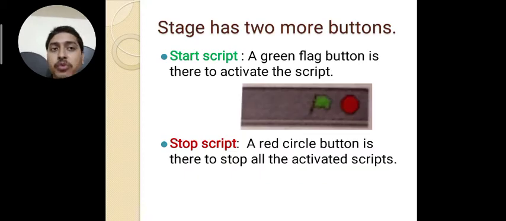Now stage has 2 more buttons, one to start script and another to stop script. Start script, a green flag button is there to activate the script. I think in the figure it is clear, a green flag. We can use this green flag button to start the script. Whatever code we have written in the script area, just after clicking here, that will get activated, and our sprite will behave according to that code. Now stop script, a red circle button is there to stop all the activated scripts. Whatever script is activated, we can stop with the help of this icon.